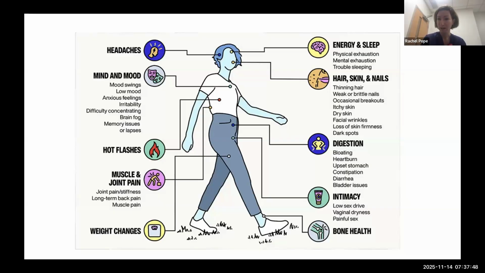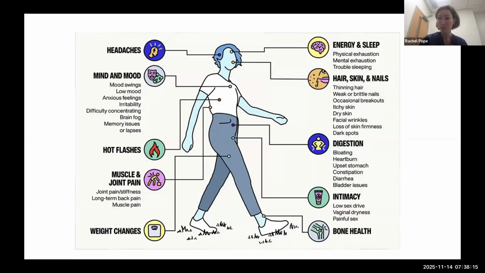We see bone health start to decrease here. We see weight changes, which we'll talk a little bit more about, muscle pain, joint pain, of course, hot flashes. Those vasomotor symptoms are what so many people commonly associate with menopause and perimenopause, because I think it's a little bit easier to talk about, right? It's not as stigmatizing or as difficult to talk about as low sex drive, right?